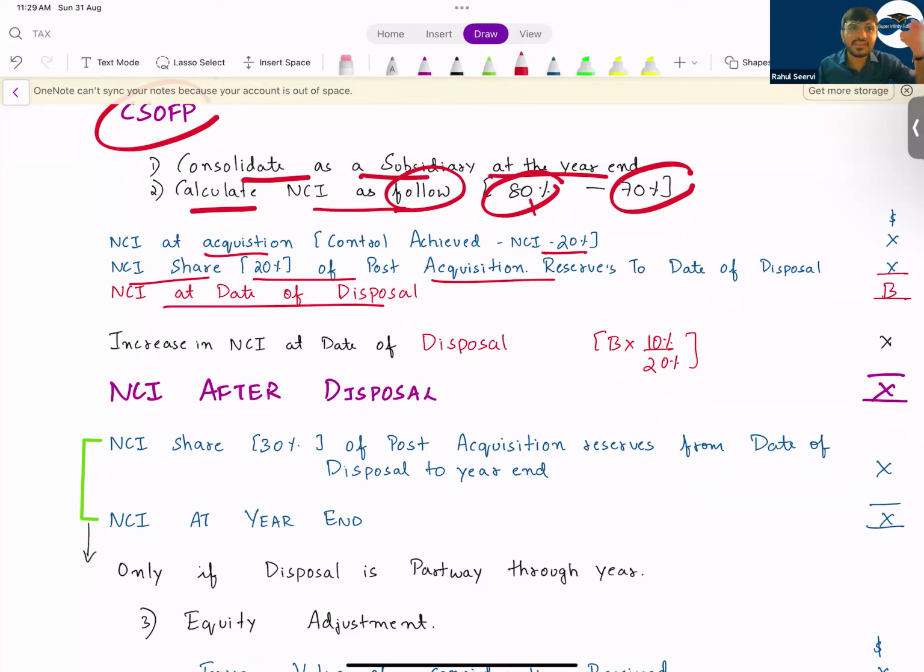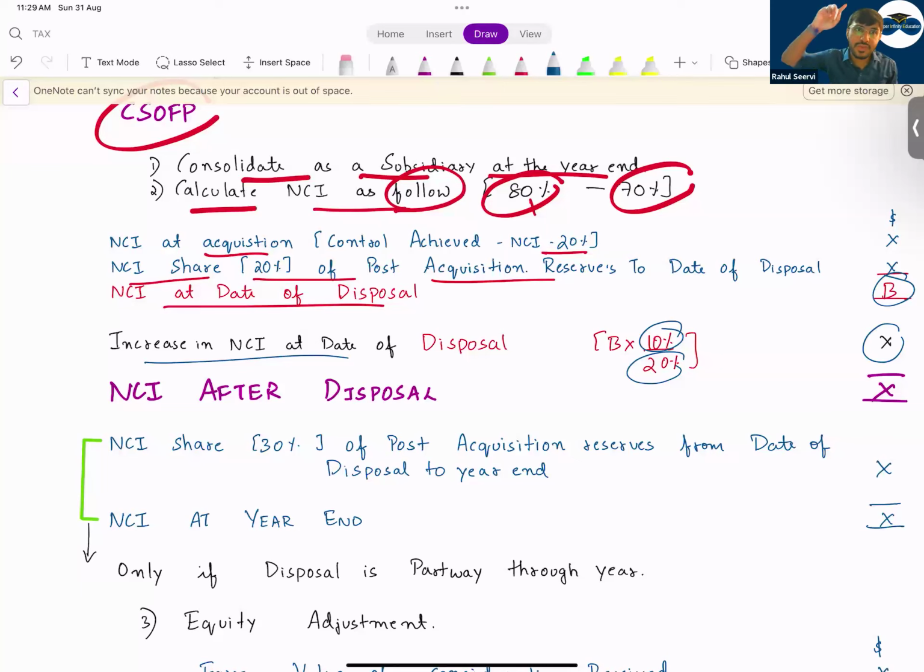Then you will see what? Increase in NCA. How will you calculate this increase in NCA, sir? You will take the B value. You will apply 10%. The previous, it was how much? Previous, it was 20%. Now, how much is the increase, sir? 10% is the increase. So, you will add here.